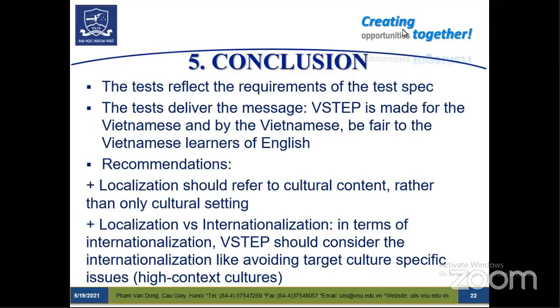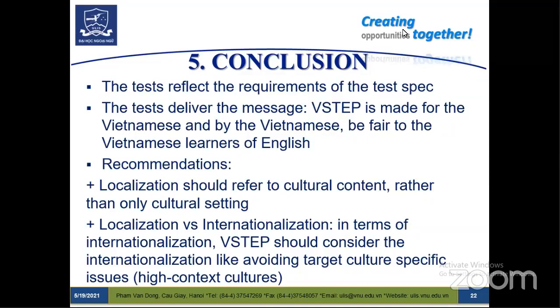Also, the test helps us deliver the message that VSTEP is made for the Vietnamese and by the Vietnamese, and it is fair to Vietnamese learners of English. As you can remember from the beginning of my talk, when I explained the reason why we have localization as a topic here, we want to validate our slogan of VSTEP, that VSTEP is made for the Vietnamese and is fair to all Vietnamese learners of English. And that is true based on the results of this study.